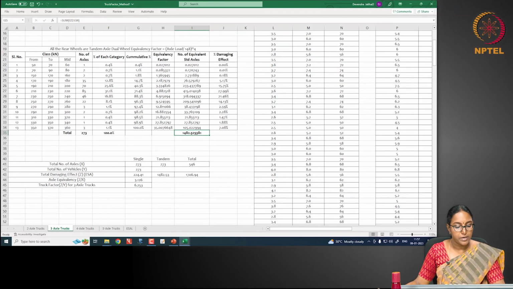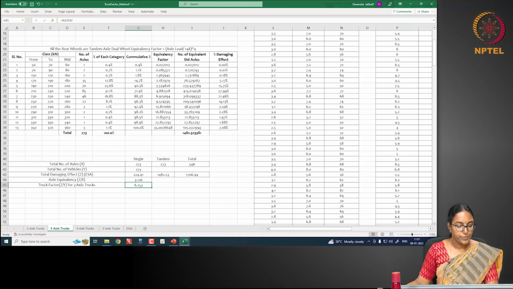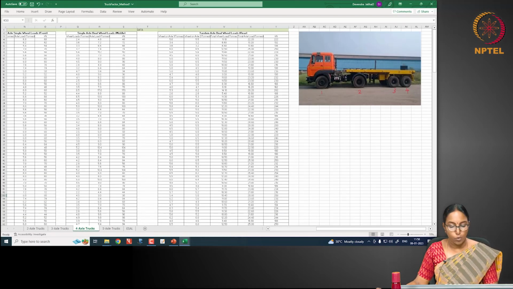Now, how will you get the vehicle damage factor for this category of vehicle? You sum up the damaging effect due to the front single axle and the tandem axle. You get the total damaging effect, divided by the 273 vehicles surveyed in this. So, dividing by 273 will give you the truck factor for this truck as 6.253. Now, moving on to the next truck category, which is a 4-axle truck.